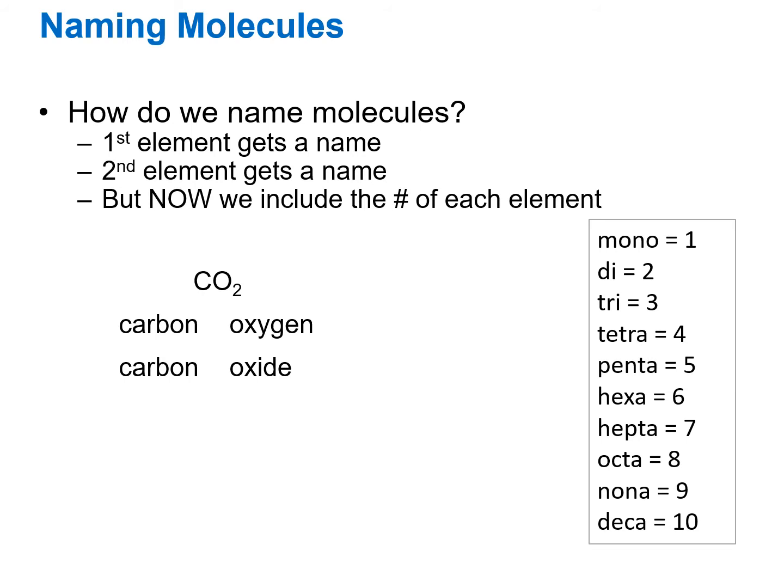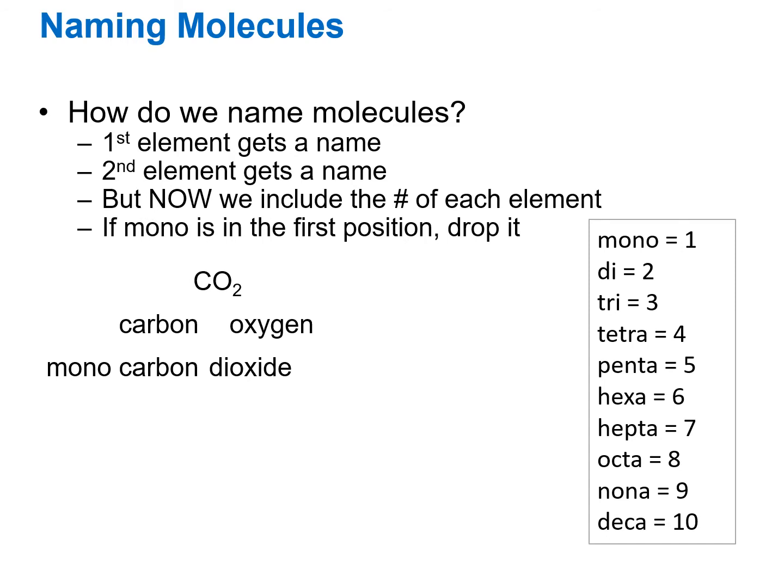All right, now we have to apply these numbers over here. So how many carbons do we have? We have one carbon. And how many oxygens do we have? Well, if we look at that little subscript 2, that means we have two of them, so we're going to put a di there. Now there's actually a fourth rule, and this fourth rule is this. If your mono is in the first position, you drop it. So we have mono in the first position, mono carbon dioxide, which means we can drop that mono, and the name of CO2 is carbon dioxide. And that's pretty much how that works. Let's take a look at another one.